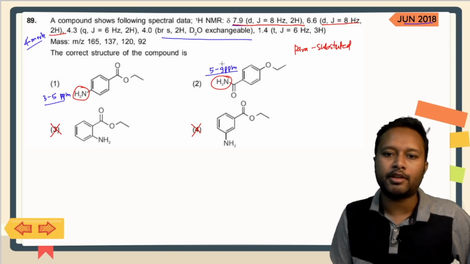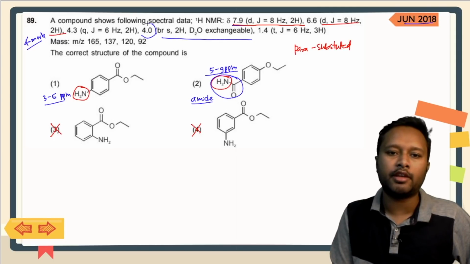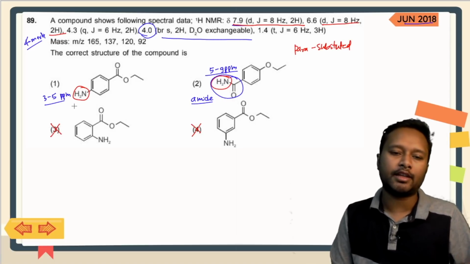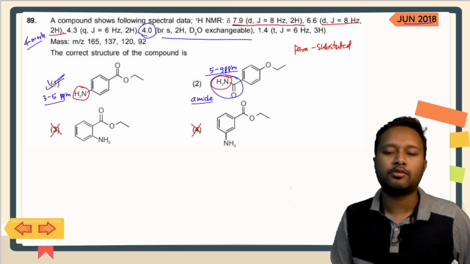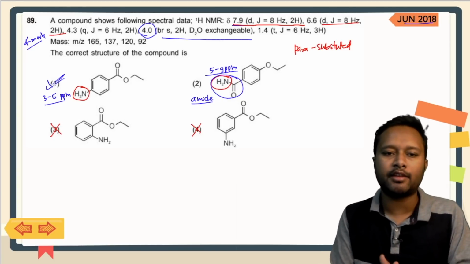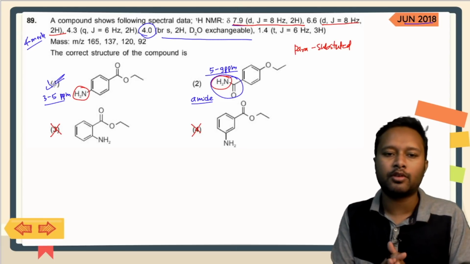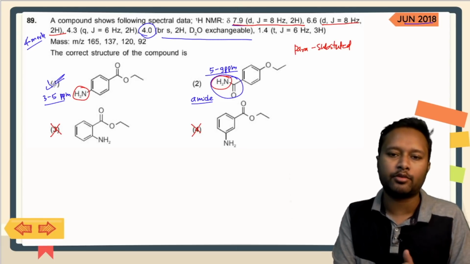Okay, remember this whole thing is an amide, and amide has very high chemical shift values, but the value given here is just 4.0 ppm, so that does not come under the amide range, that comes under the aromatic NH2 range, and that helps us understand that the correct answer is option number 1. You can justify the answer through mass spectrometry as well, but I have not done so, and I hope you have understood how to approach it.